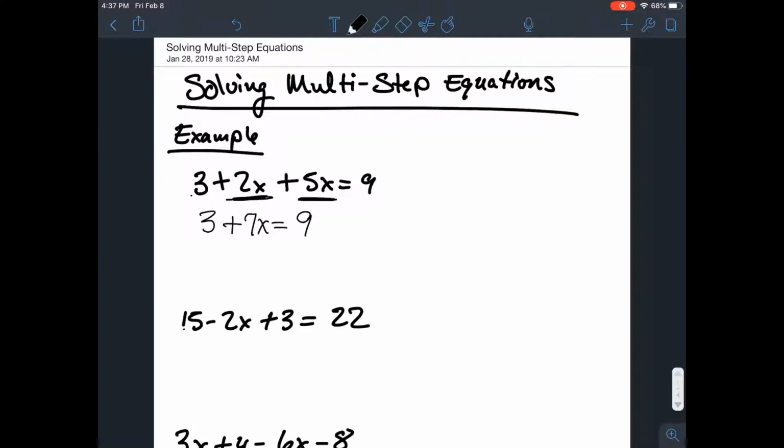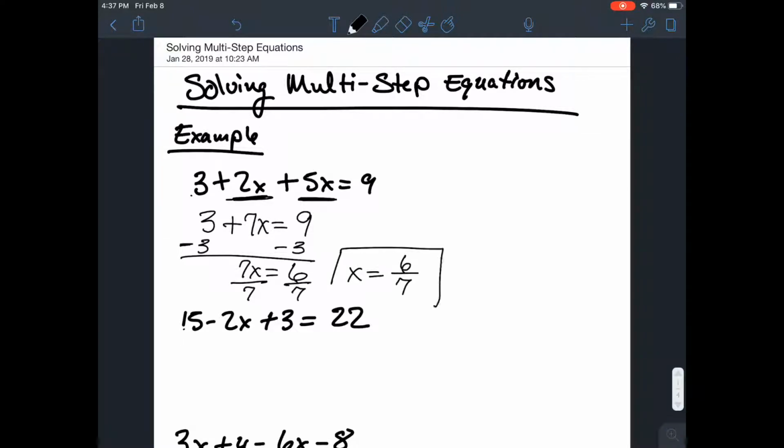Okay, now once I do that first step, it becomes a simple 2-step like my last video that I showed you. So we need to move this 3 to the right-hand side, so I always do its opposite. So subtract 3, and then I'm left with 7x equals 6. And then you can divide both sides by 7, because 7 is multiplying with x, and I get x equals 6/7.